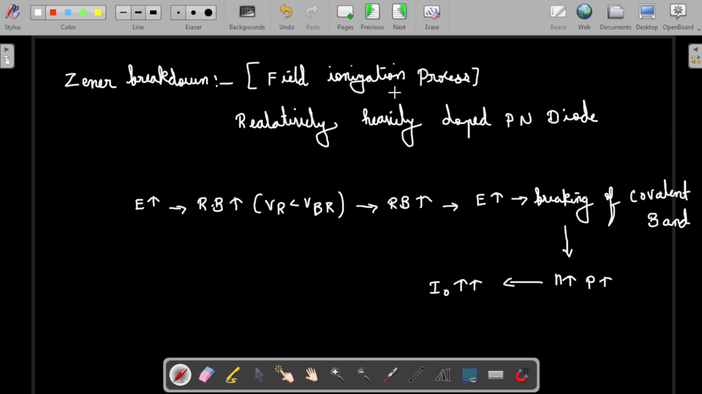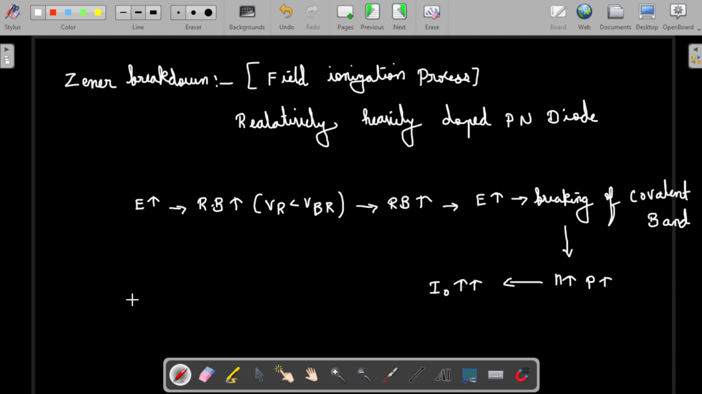Zener breakdown voltage has a negative temperature coefficient, and avalanche breakdown has a positive temperature coefficient. You need to note this one. Zener breakdown is due to sudden breaking of covalent bonds. When temperature increases, the covalent bond breakage becomes easier, so we get the breakdown at a lower voltage. Whenever temperature increases, the breakdown voltage reduces further.